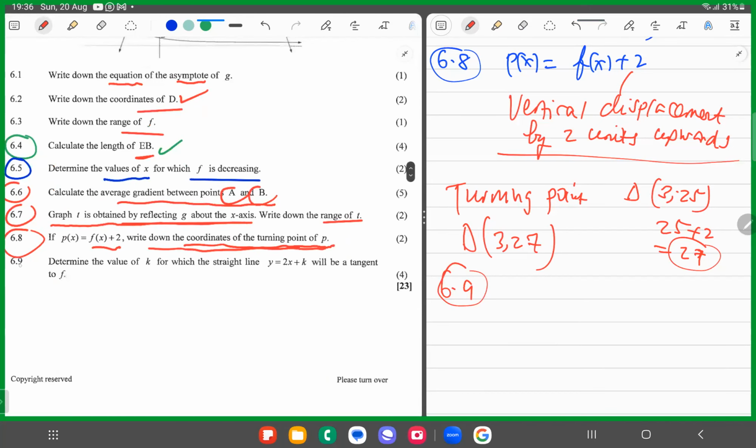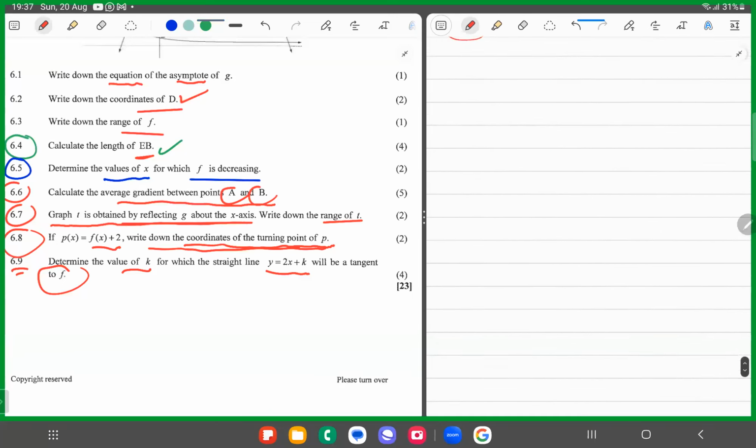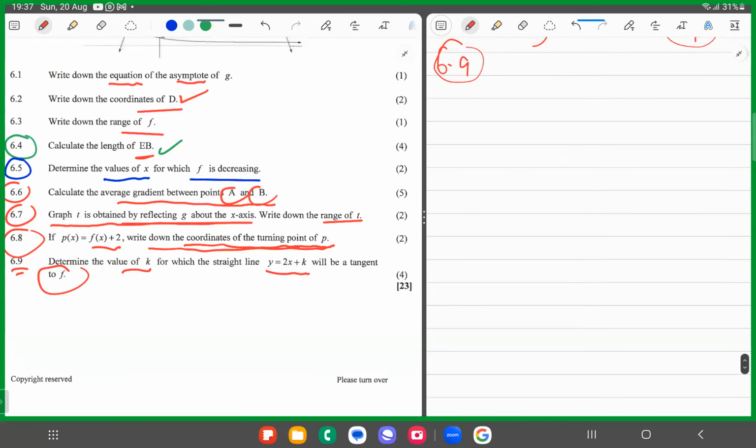Now, in 6.9, you need to determine the value of k for which the straight line y equals 2x plus k will be a tangent to f. Let's look at that one. 6.9. Determine the value of k for which a straight line y equals 2x plus k will be a tangent to f.